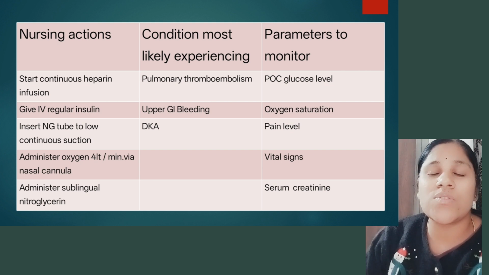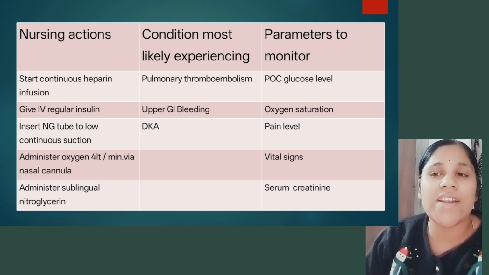And next is the condition the client is most likely experiencing. Among them the options here are pulmonary thromboembolism, upper GI bleeding, and diabetic ketoacidosis. And for the parameters to monitor, the options here are blood glucose level, oxygen saturation, pain level, vital signs, and serum creatinine. So these are the data provided in the exhibit button.